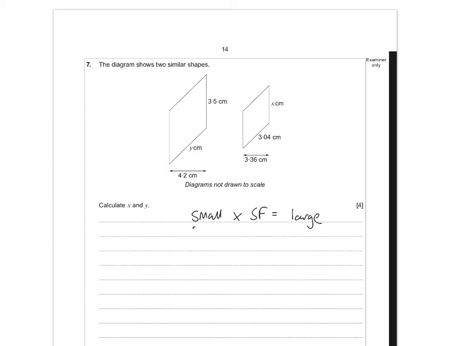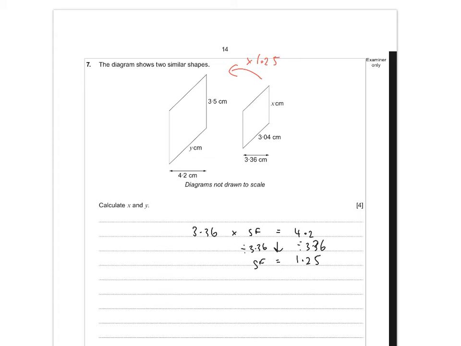So the small one is 3.36 multiplied by the scale factor is equal to the large one, so 4.2. I'm going to divide both sides by 3.36, sorry, and I will then be able to work out what the scale factor is, and that comes to 1.25. Now what that is telling me is that to get from the small shape, I must times all the lengths by 1.25, and to change it back, I must divide by 1.25.